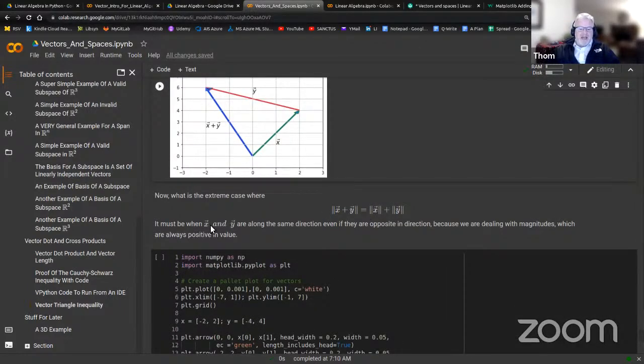Well, it must be when X and Y are along the same direction, even if they are opposite in direction. Because remember, we're dealing with magnitudes, which are always positive in value. So this would mean we could say Y equals C times X, from scalar multiplication. Really, they're linearly dependent. Not necessarily the same direction, but they're in the same subspace, which in this case is an infinite line.